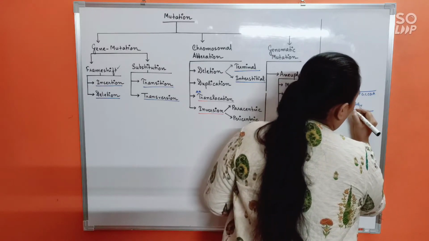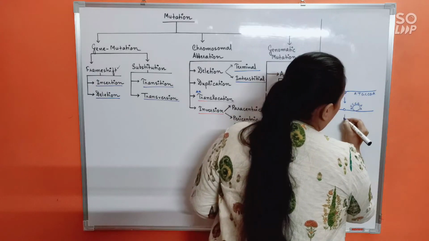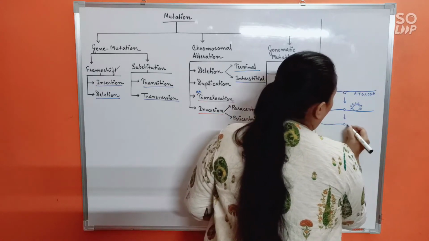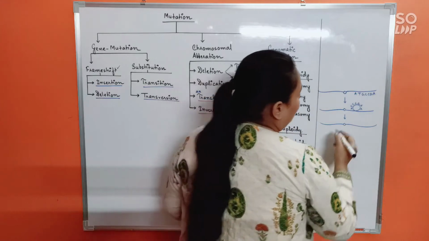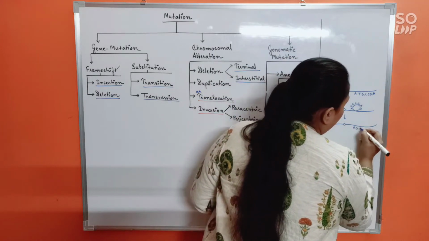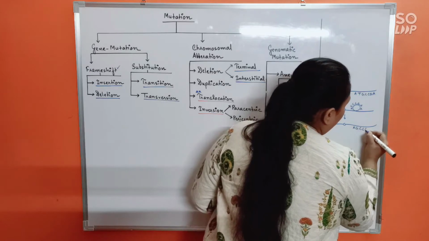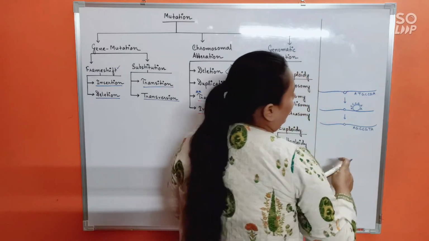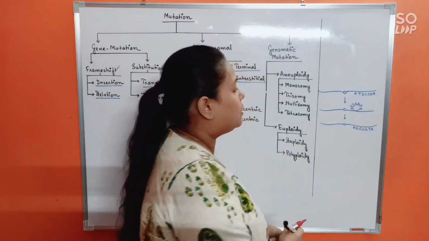ATGCCGA. And if it settles down without getting unfolded, what will happen to the sequence now? It will become AGCCGTA, exactly the inverted sequence is now going to be present.